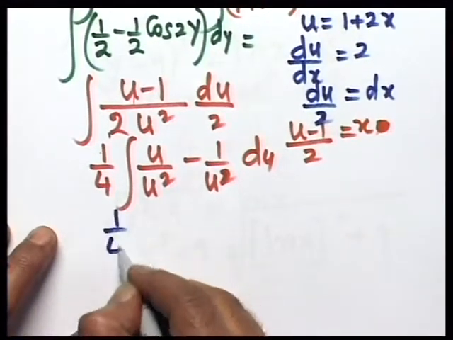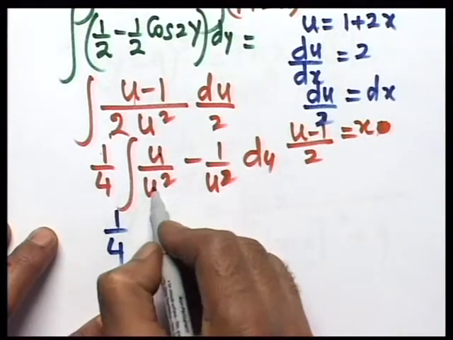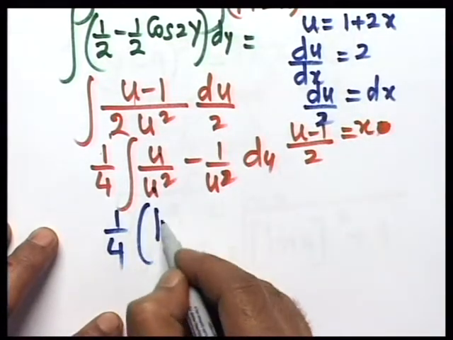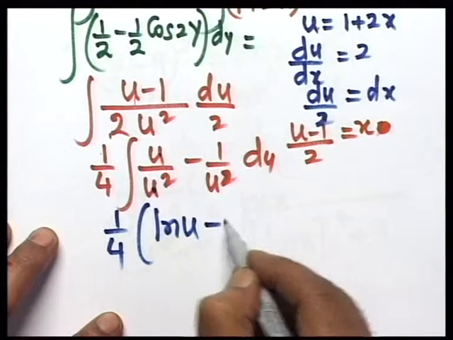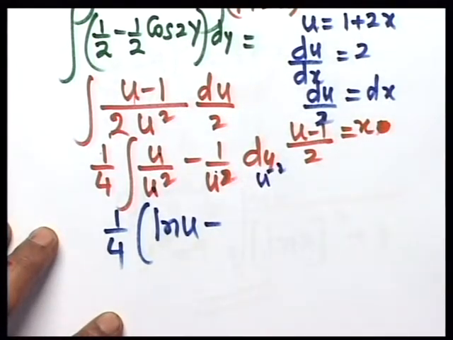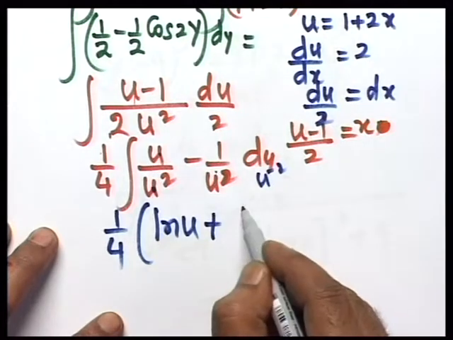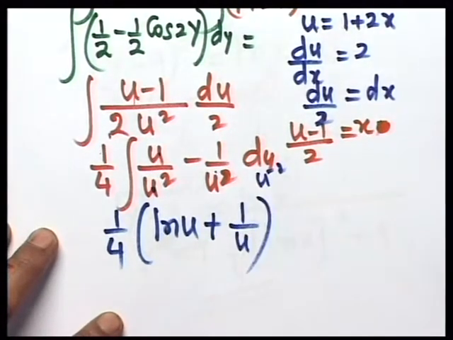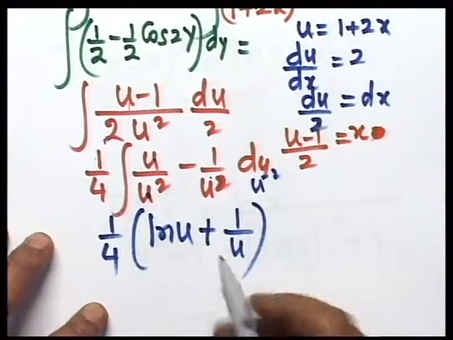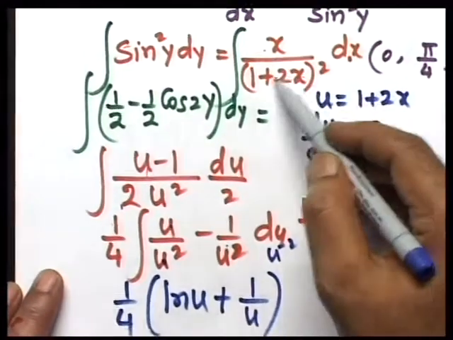A quarter, that's 1 over u, which is natural log u, and minus, that's u to the minus 2, right? So minus 1 divided by minus 1, that's a plus. It's actually 1 over u. That's what you get, right? That is the integration of the right hand side.